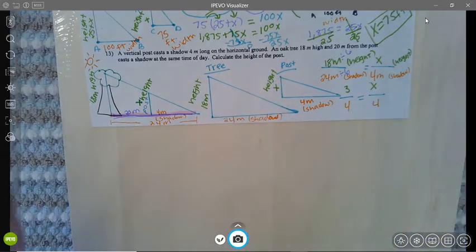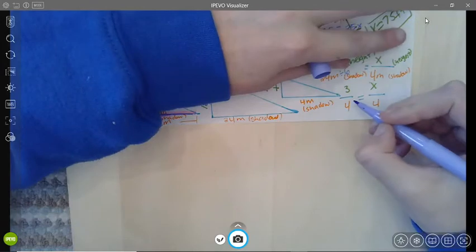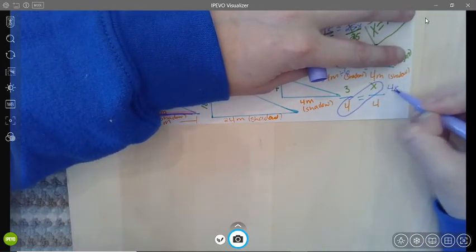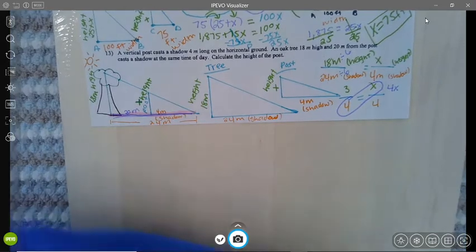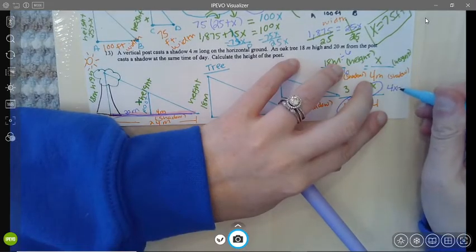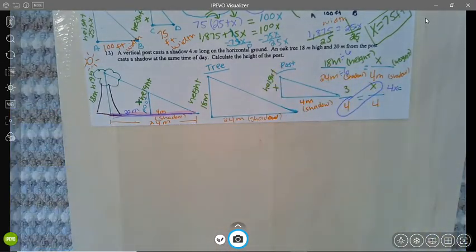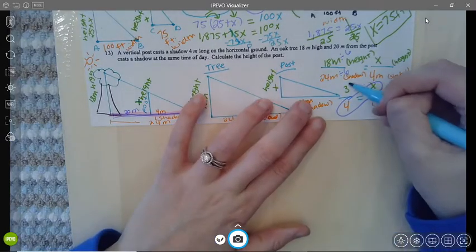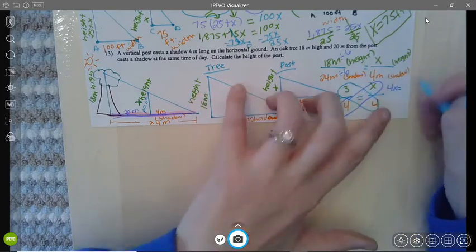You can probably already tell what the answer is going to be, but it doesn't hurt to check yourself. So I'm going to cross multiply and see if I still get the right answer that I think I'm going to get in my head. Okay, so 4 times X will give me 4X, and that will equal, sorry guys, I didn't leave much space, 3 times 4, which is 12.